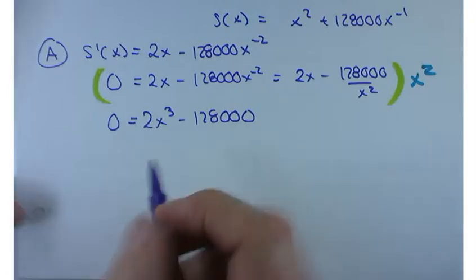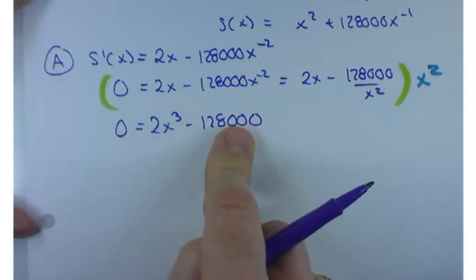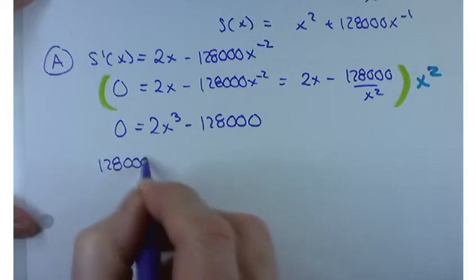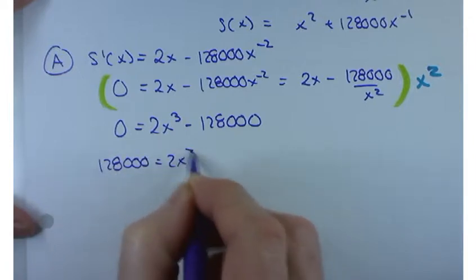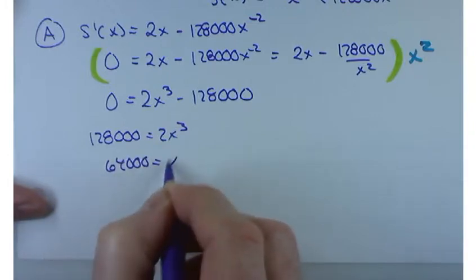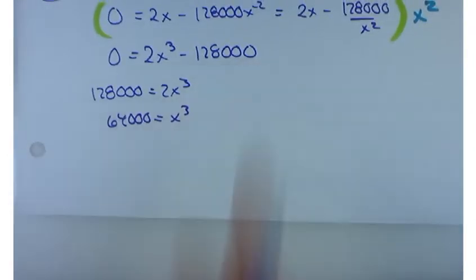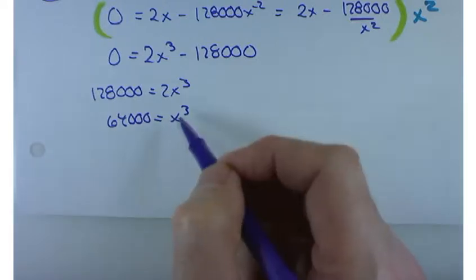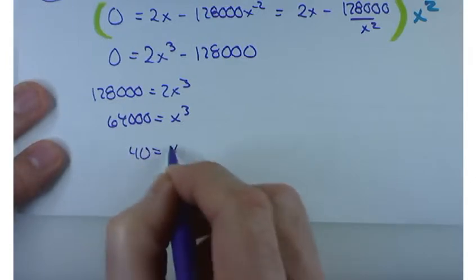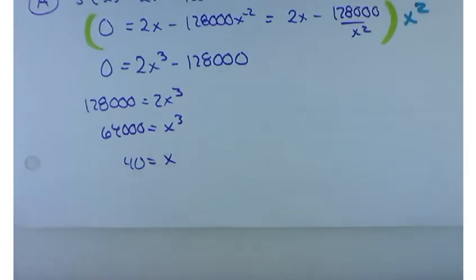Okay. Let's move the 128,000 to the left-hand side. 128,000 equals 2x cubed. Divide by 2. And how do you solve? Cube root of both sides. I'm thinking that the cube root of this is going to be 40. Cool. Now we're almost done.